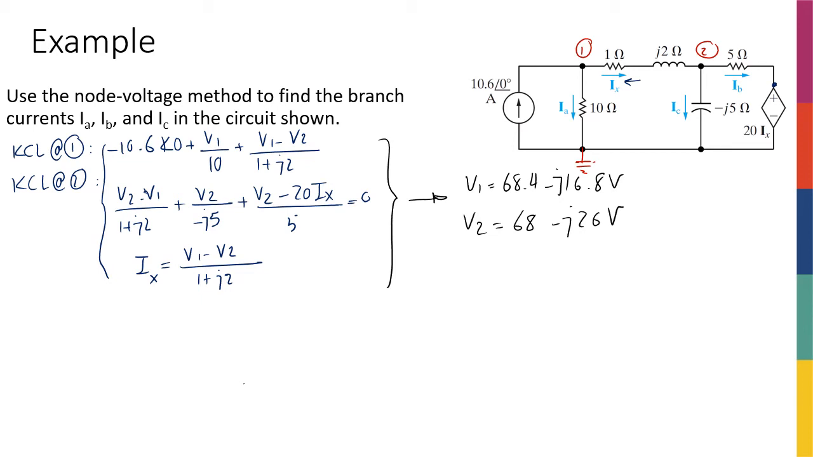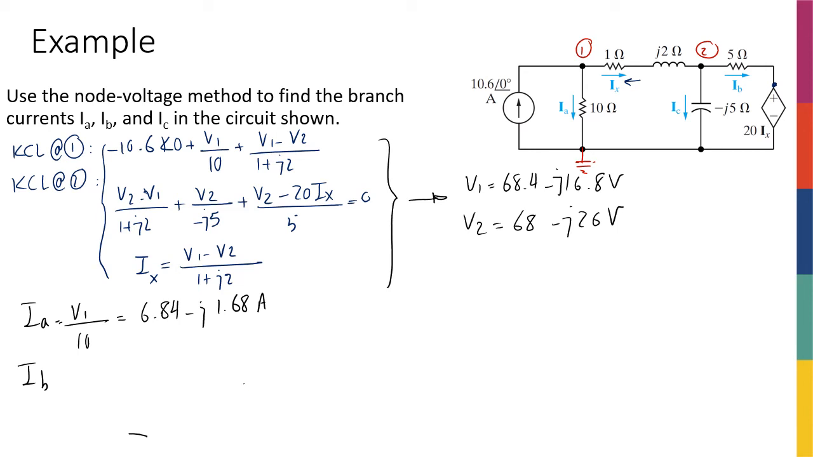Now that we have V1 and V2, I can find IA, IB, IC, and even Ix. For IA, I know that it's defined as the current flowing from node 1 to ground. So it's going to be (V1 minus 0, which is ground) divided by 10. So it's just going to be 6.84 minus j1.68 amperes.